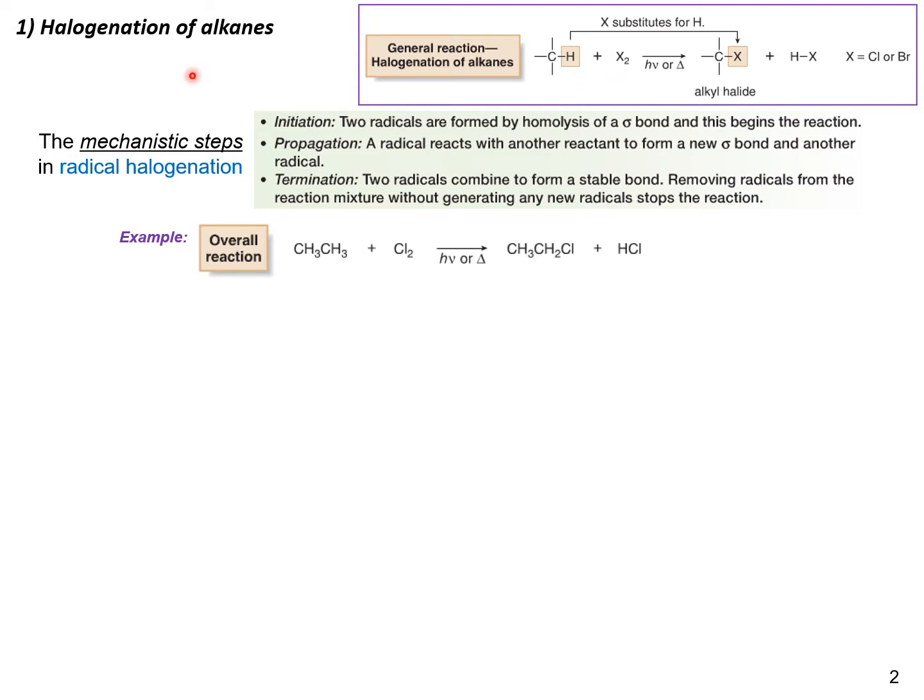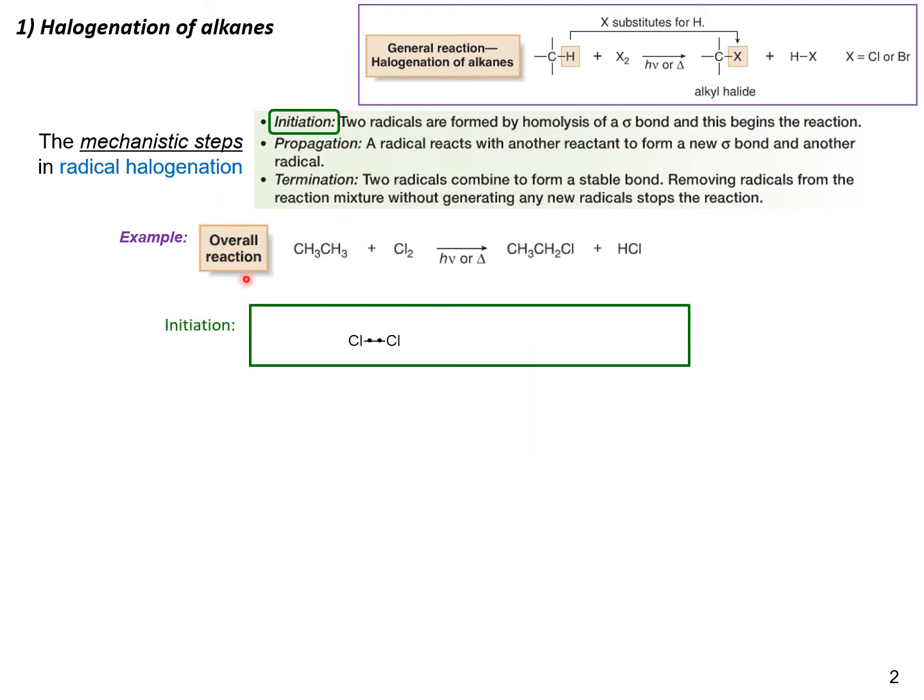There are three mechanistic steps involved in free radical halogenation. There's the initiation step, in which radicals are formed by homolytic cleavage of a sigma bond. There's a propagation step, in which a radical reacts with another reactant to form a sigma bond and another radical. And then there are termination steps, where radicals combine to form a stable sigma bond. This is illustrated in the reaction shown here, the free radical chlorination of ethane.